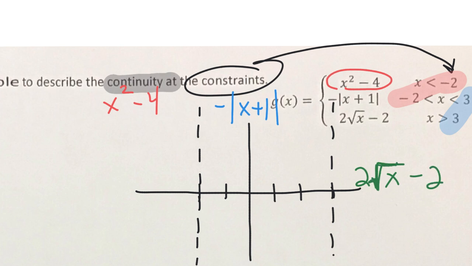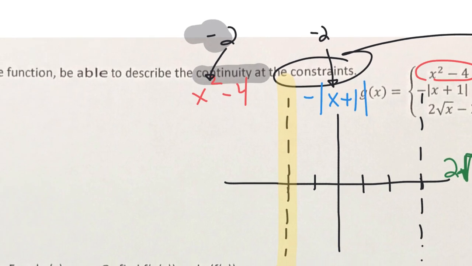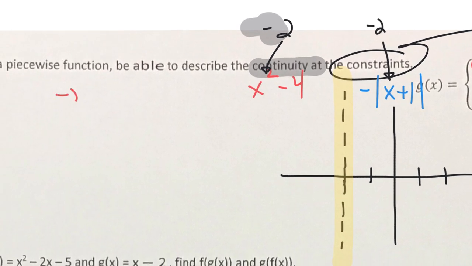If we want to know what's going on at -2, we're going to plug -2 into this equation, and plug -2 into that equation, and look at what we get. So let's see. We get -2 quantity squared minus 4, which is 0. Because what's -2 squared? That's +4, because squaring makes things positive. 4 minus 4 is 0.